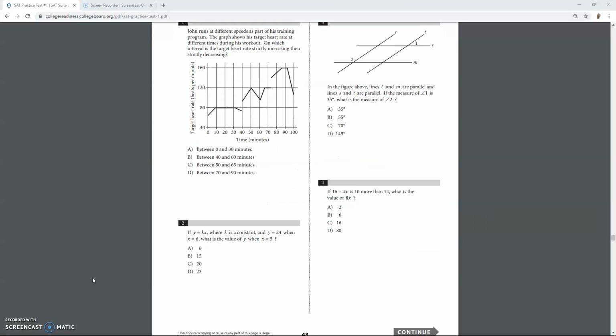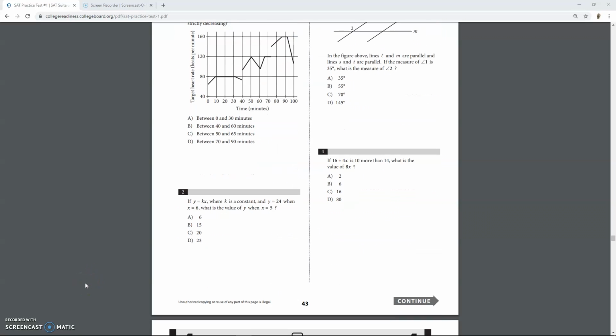For the second problem, it gives where k is a constant and y equals 24 when x equals 6. So we move x to the left side and get y over x equals k. And it means we get the value of k. But here the question wants the value of y when x equals 5.